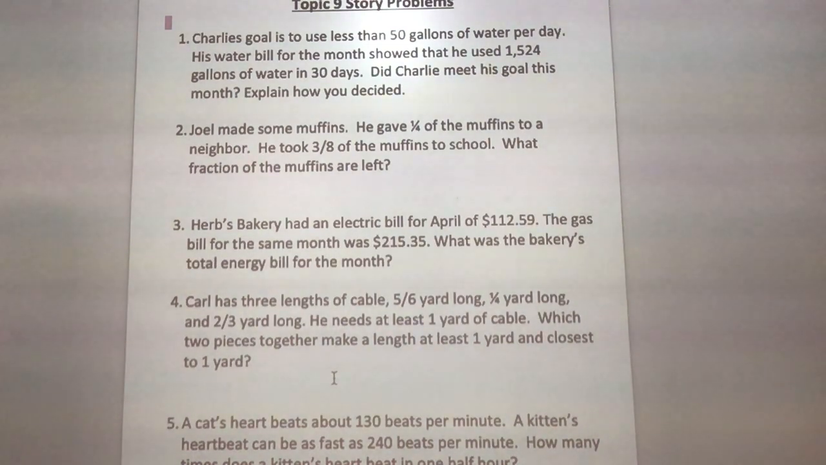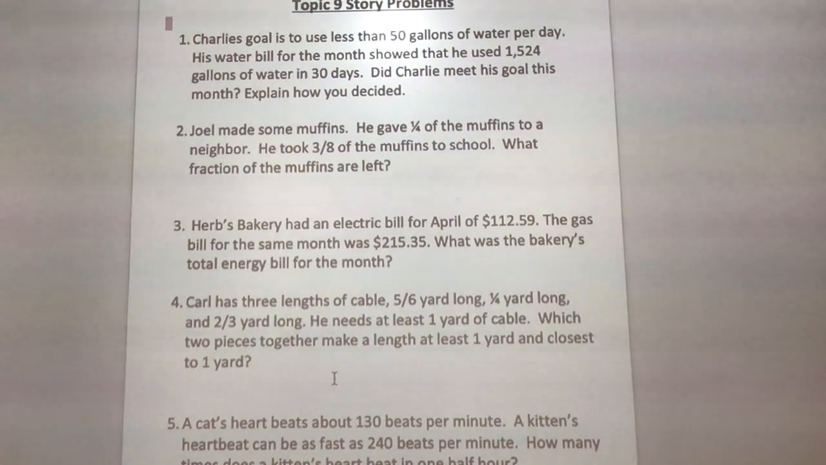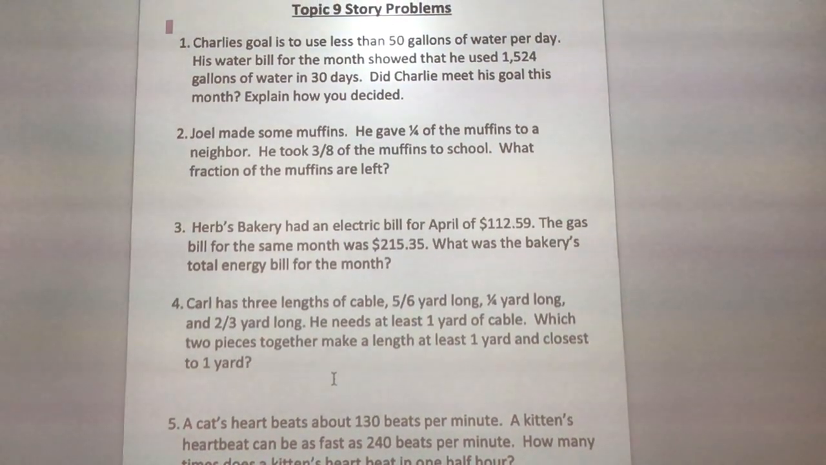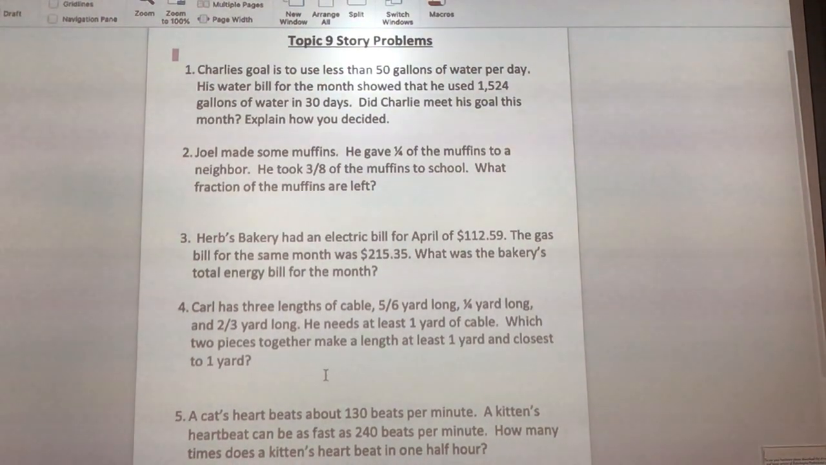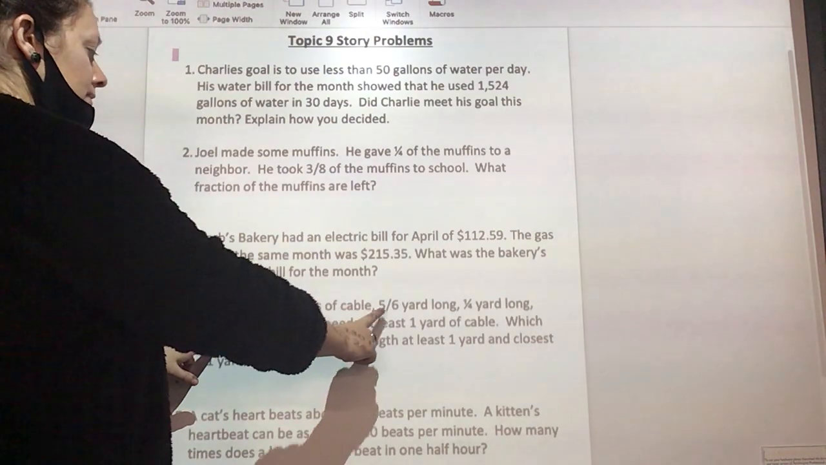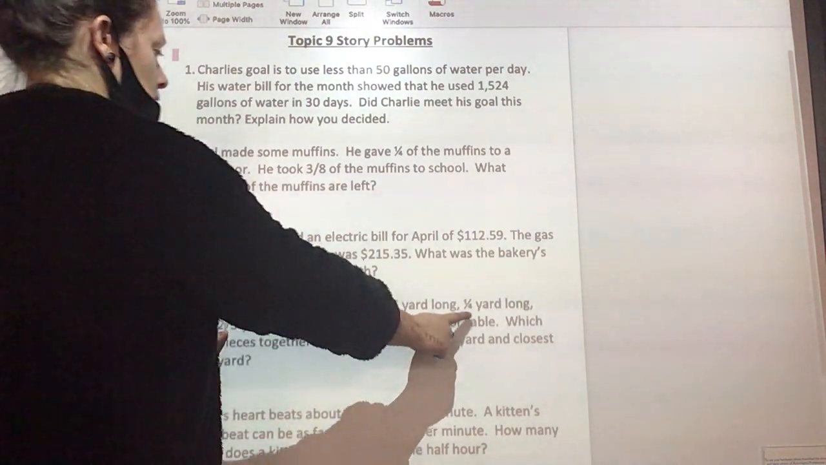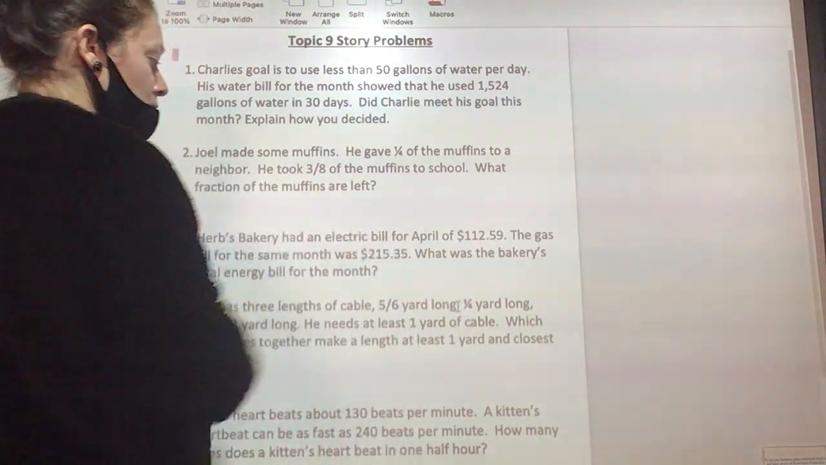Let's talk about it. So how are you going to find which two pieces of cable he's going to be using here? Aiden, you're going to be adding. What are you going to be adding? I added 2/3 and 1/4. So he chose 2/3 and 1/4. Are you going to have to do some guess and check here? Yes. You don't know which two. So maybe it's 2/3 and 5/6, or 2/3 and 1/4, or 5/6 and 1/4.